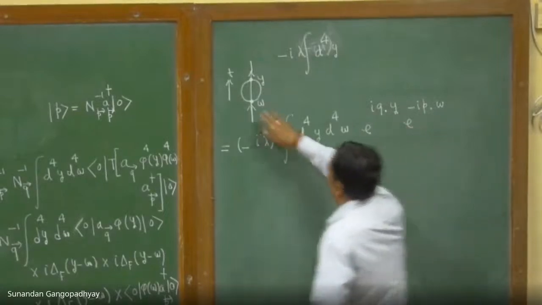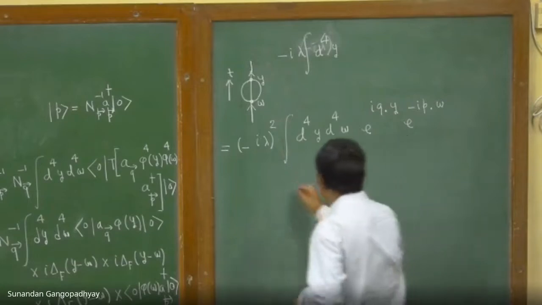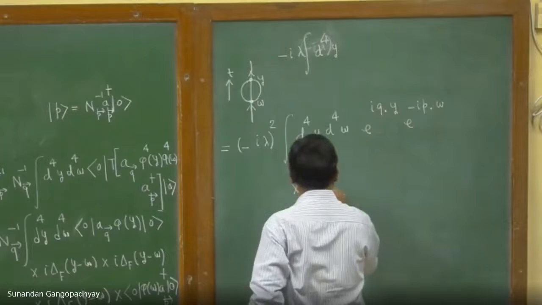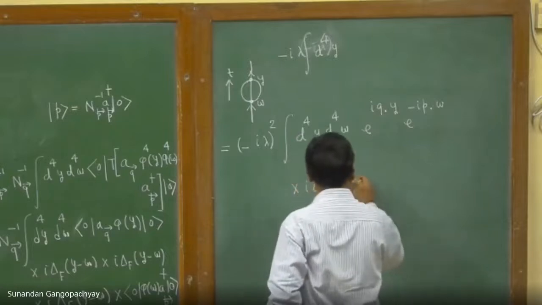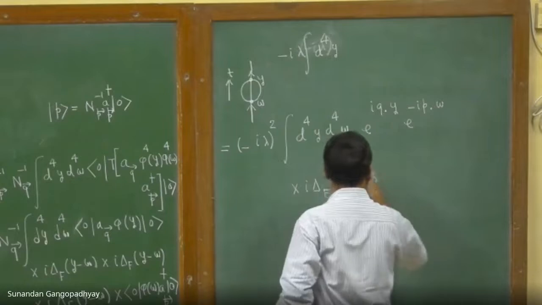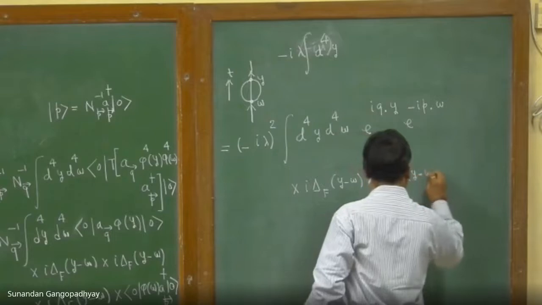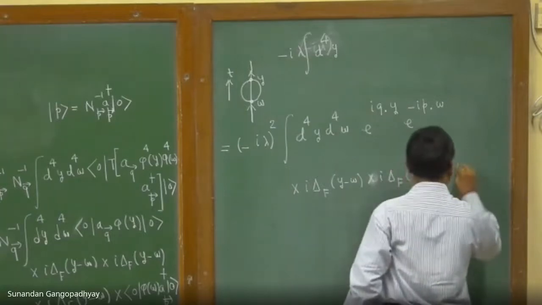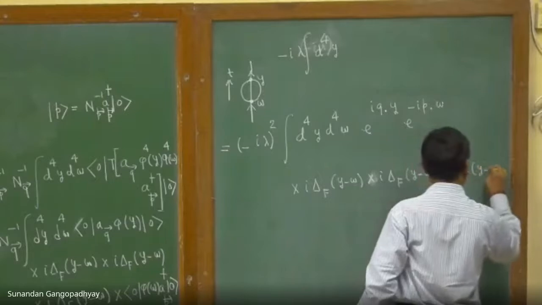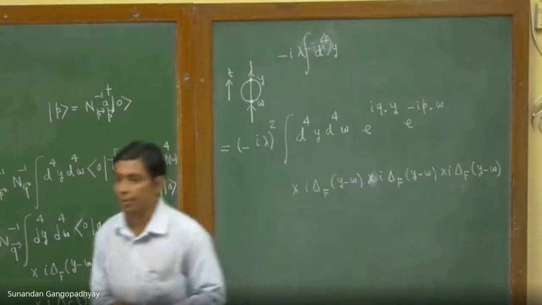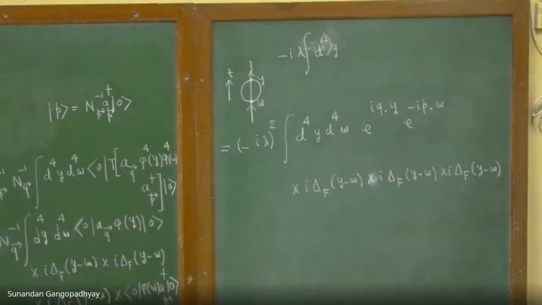So we have got the external lines, and how many internal lines are there? 3 internal lines, and corresponding to each internal line, the rule is: every internal line will contribute the factor of i delta F, the Feynman propagator. So you have got everything. By just applying the Feynman rules, you have written down this expression.